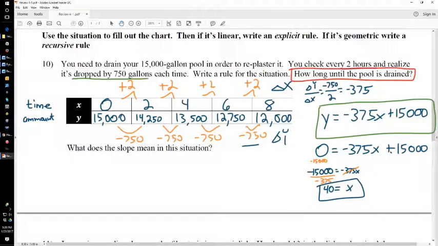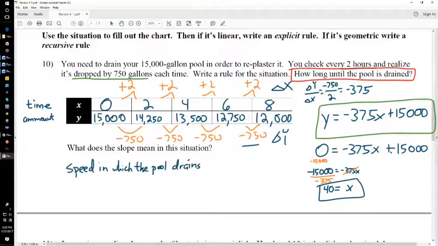Last but not least, it says, what does the slope mean? Well, the slope is a rate of change. It's how fast something is changing. So the slope is the speed in which the pool drains.